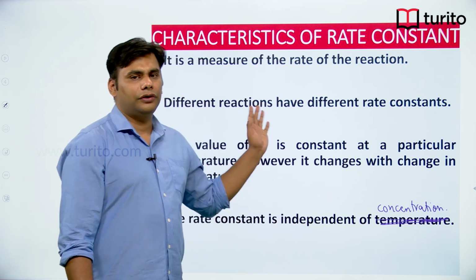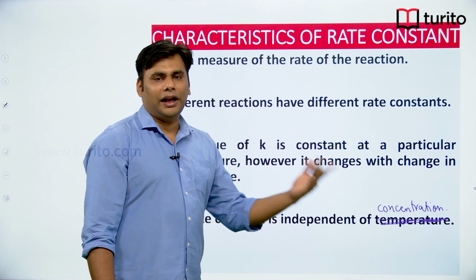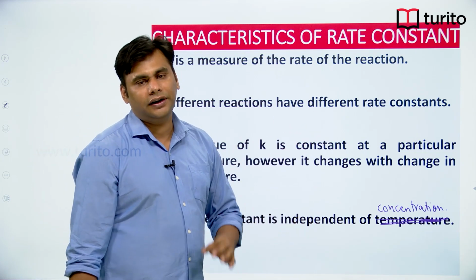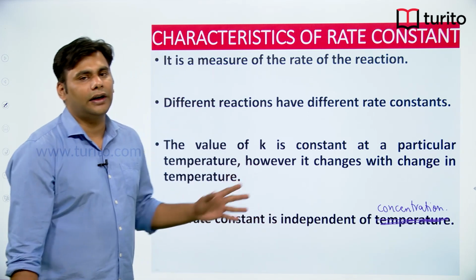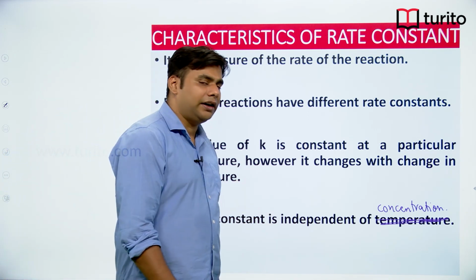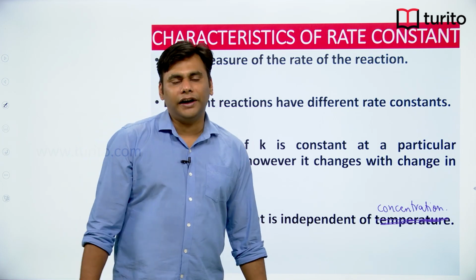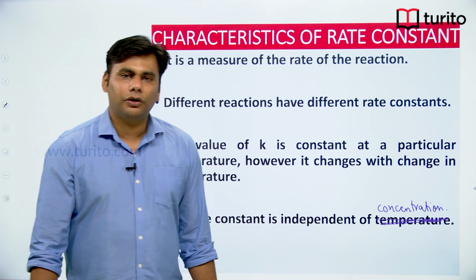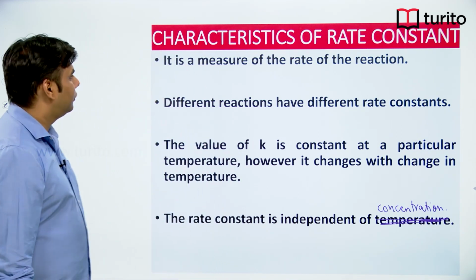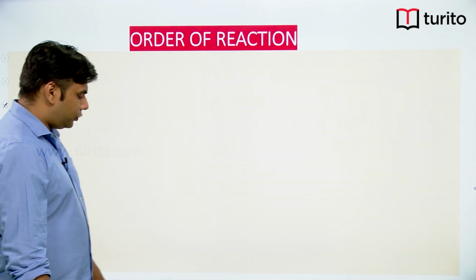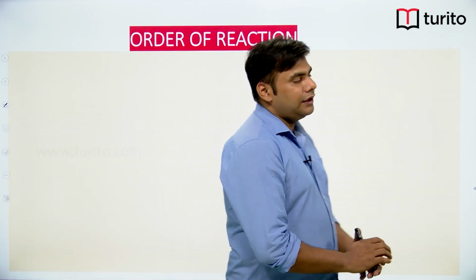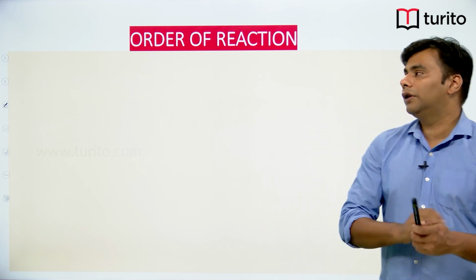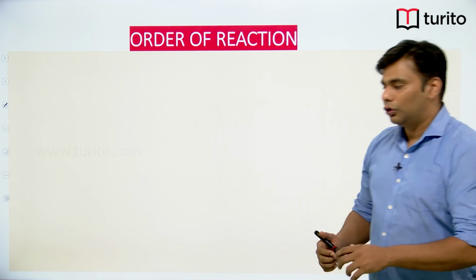All reactions will have a specific rate constant value. Different reactions have different rate constants, and the rate constant of a reaction tells us about the rate of the reaction. So, knowing the value of the rate constant, we can predict which reaction is faster and which is slower. Now let us study the main concept that we wanted to cover today, that is order of reaction.